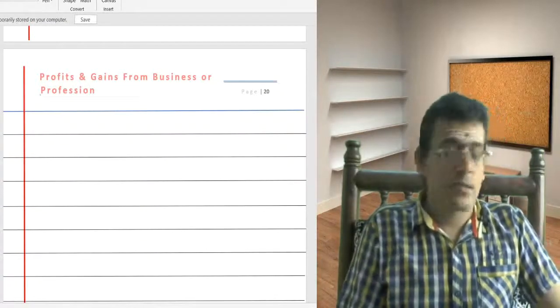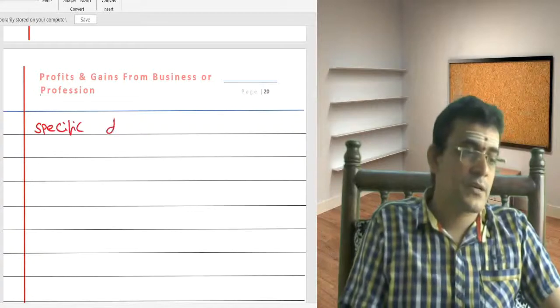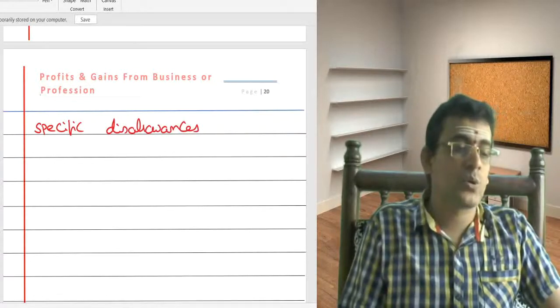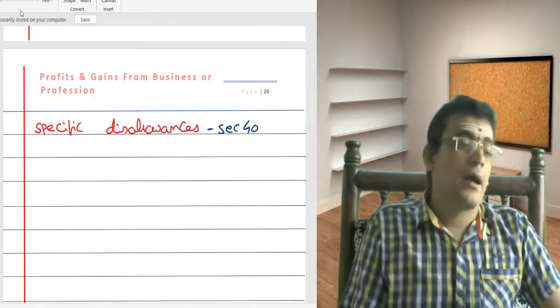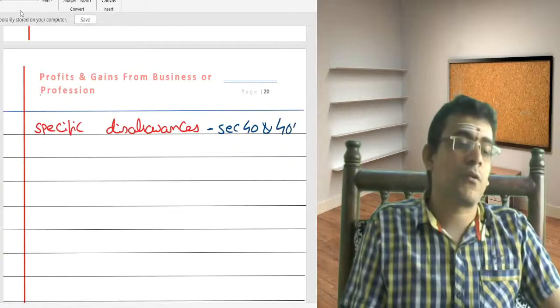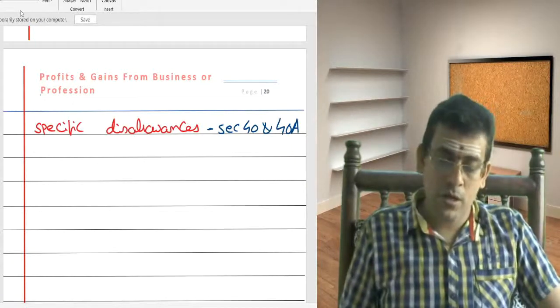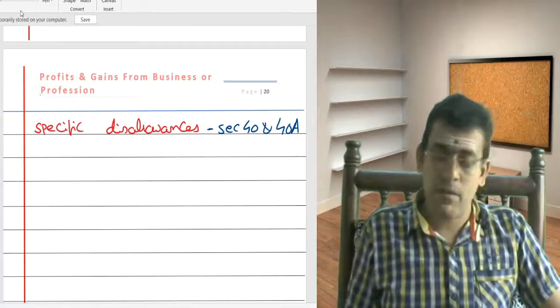Specific disallowances, or you can also call that special disallowances. So at this level, we are trying to cover two sections which form part of your specific disallowances, which are section 40, and there is something called section 40A. So these are the two sections covering the specific disallowances.